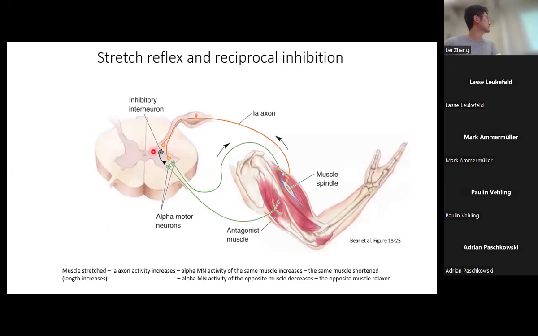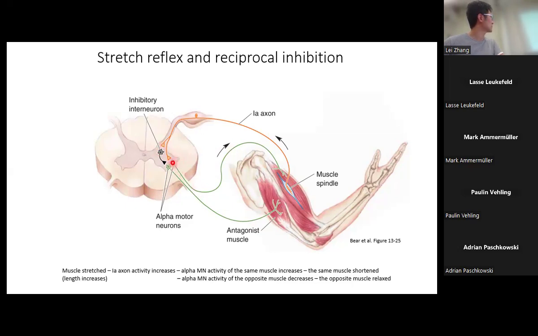I think I already more or less described this loop before. This is called a stretch reflex loop. We have an alpha motor neuron that innervates this muscle. In human joints, you always have pairwise muscles, called agonist and antagonist. Agonist means it assists the movement, while antagonist is on the opposite side of the movement, and it usually brakes the movement.